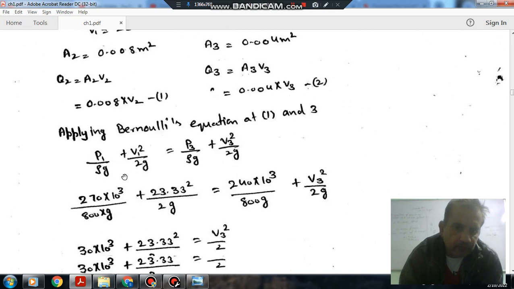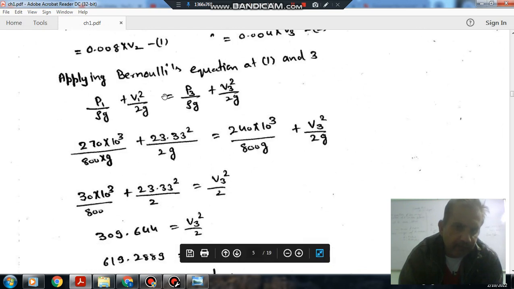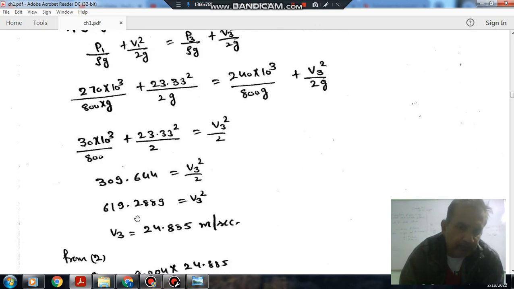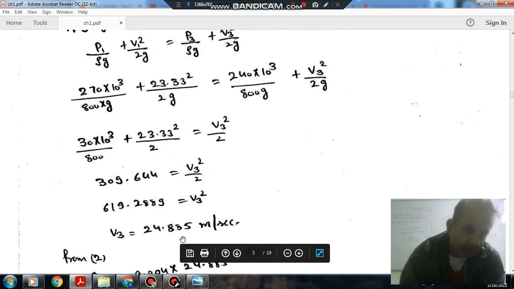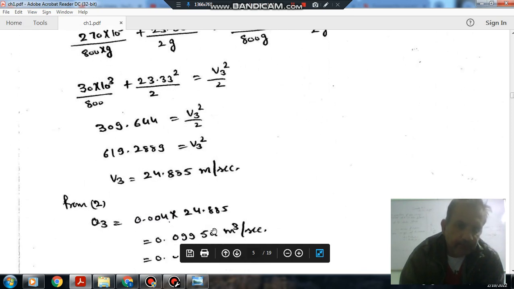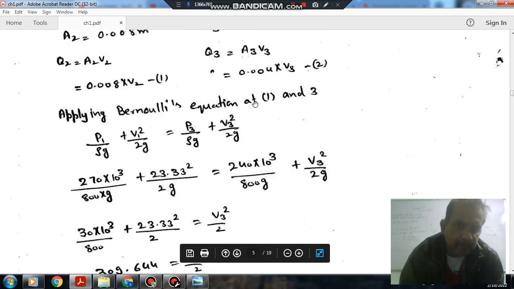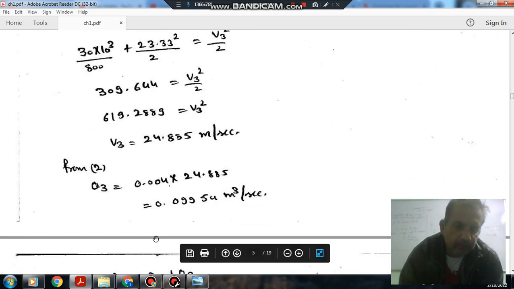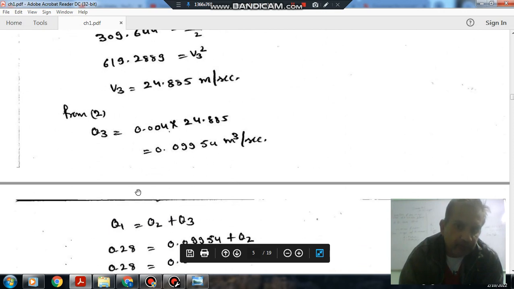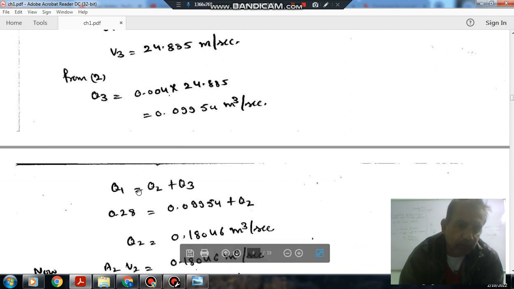So applying Bernoulli equation, P1 and P3 are given and V1 we have found out, so we can find out V3. V3 comes out at 24.885 meter per second. From this relationship we can find out Q3. Q3 comes out at 0.09554 meter cube per second.